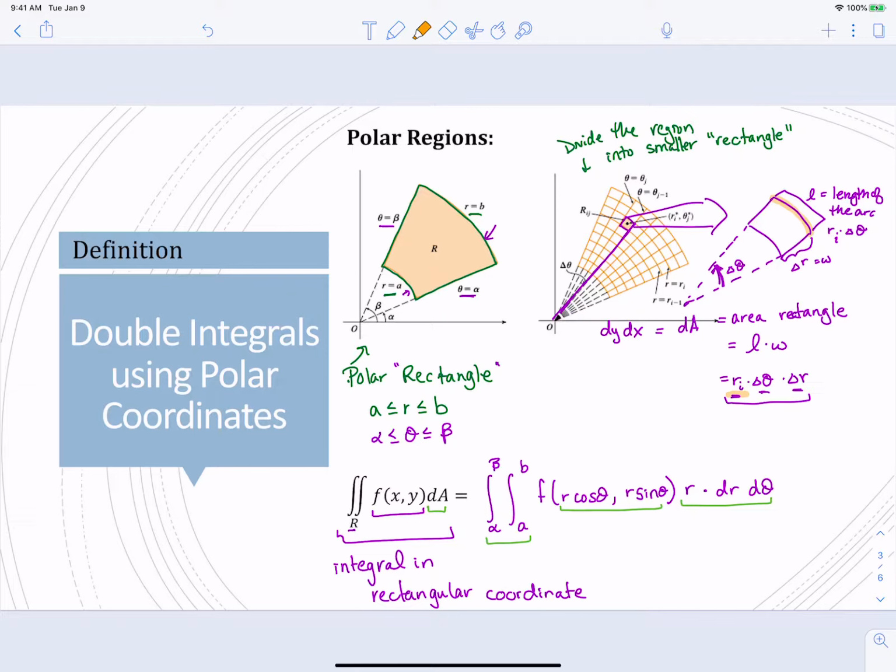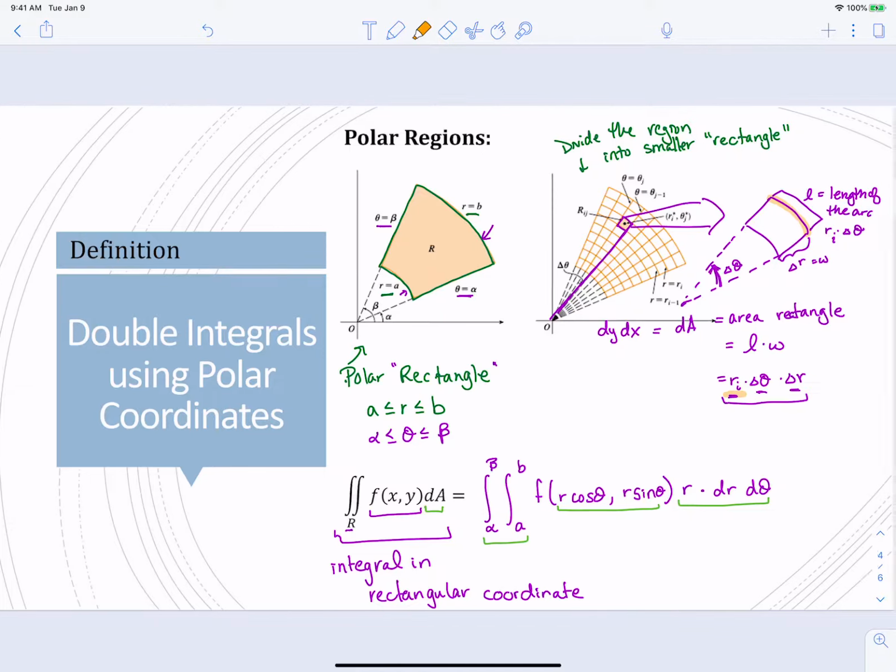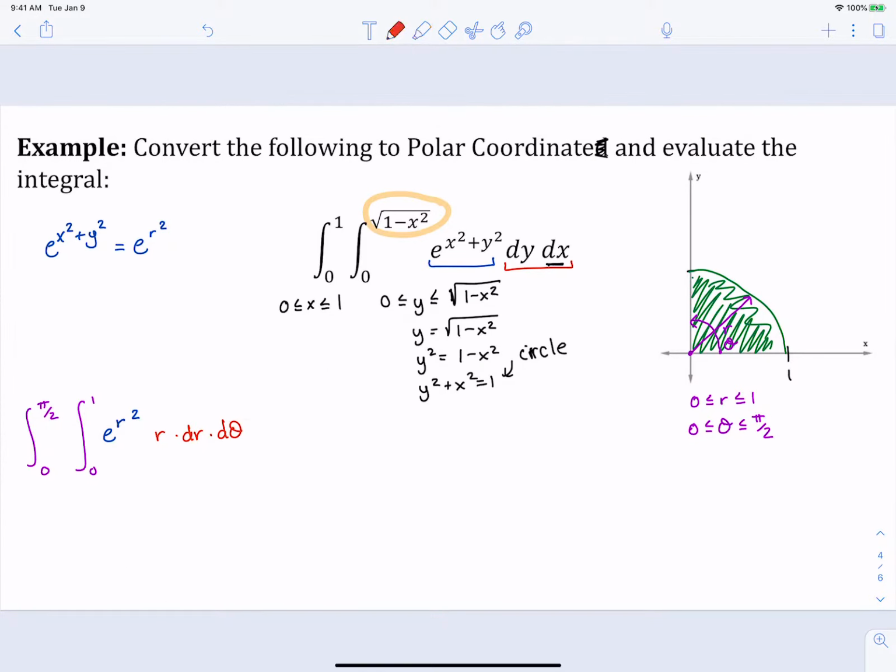Okay, so now if we evaluate our integrals, let's go back to a different color here. So again, we want to do that inside integral, the integral from 0 to 1.